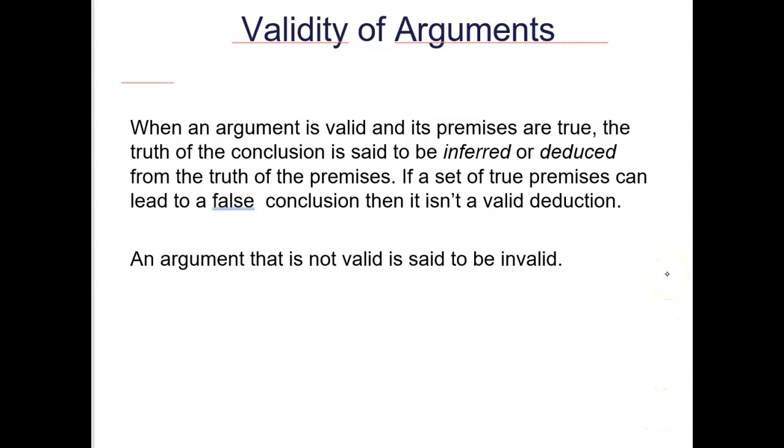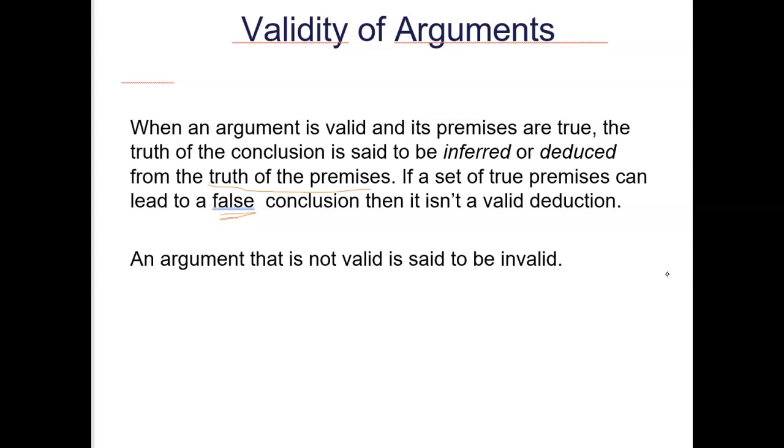When an argument is valid and its premises are true, the truth of the conclusion is said to be inferred or deduced from the truth of the premises. In other words, every time the premises are true, that conclusion will be true. A set of true premises that can lead to a false conclusion isn't valid.